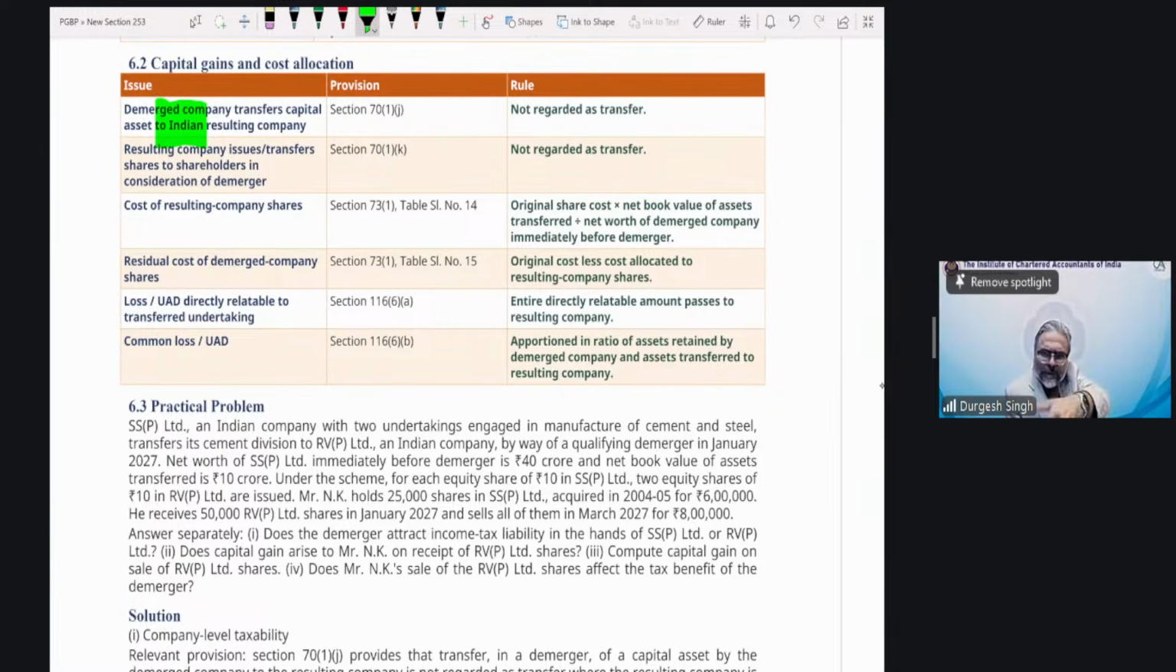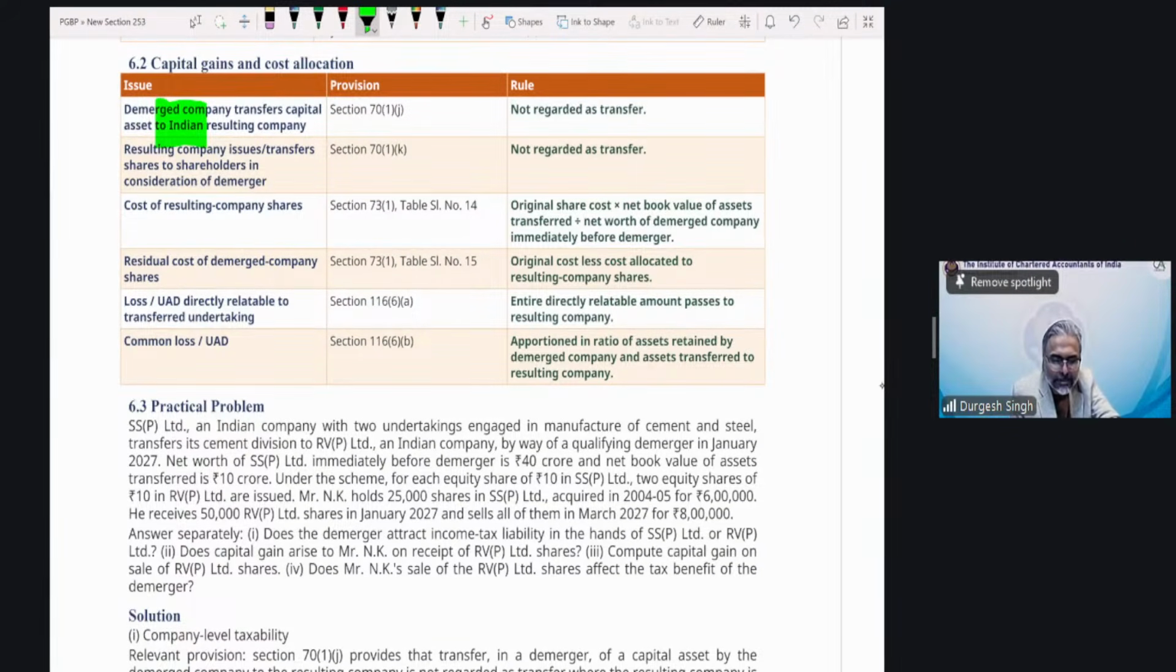What are the conditions? That is what we are seeing. These conditions we have read just now. So satisfy these conditions, then you will achieve tax neutrality. What is tax neutrality? Not a taxable transfer. This transaction is not a taxable transfer. So even for the shareholder, see here, the resulting company issues or transfers shares to shareholders in consideration of demerger. So because of the demerger, the resulting company is issuing or transferring the shares to the shareholder. Is it a transfer? Not regarded as a transfer.